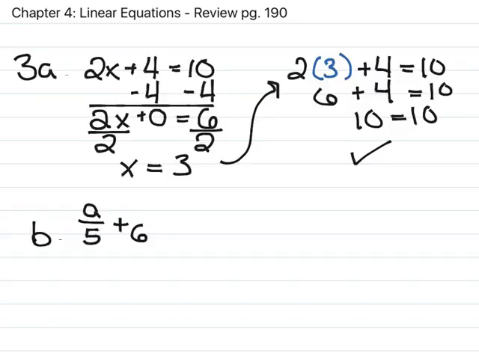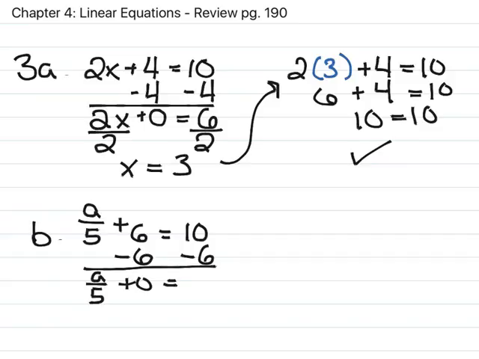So going on to 3b, you have a divided by 5 plus 6 equals 10. So again, to get rid of the 6, you have to do the opposite operation. So then you have a divided by 5 plus 0 equals 4. You're dividing by 5, so you're going to have to multiply both sides by 5. Give you a equals 20.